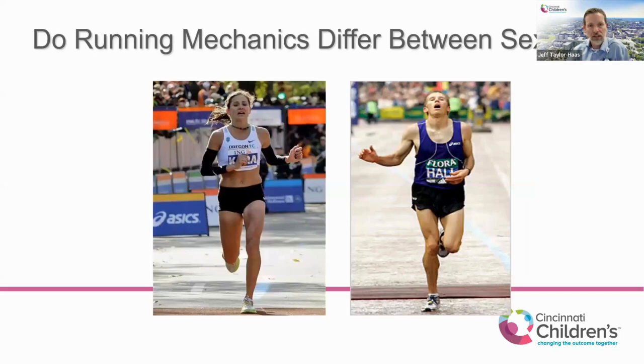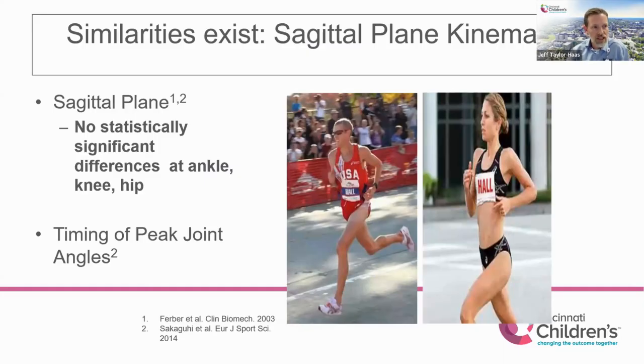So let's start by talking about, do running mechanics differ between sexes? Well, what we can say is it depends what you're looking at. In the sagittal plane, the take home is that very few differences exist between sexes. For the most part, males and females have similar kinematics at the ankle, knee, and hip in the sagittal plane. And this also includes the timing of peak joint angles. So, you've got Ryan Hall and his wife Sarah here, and in the sagittal plane, for the most part, we're going to see very similar movement patterns at the ankle, the knee, and the hip.